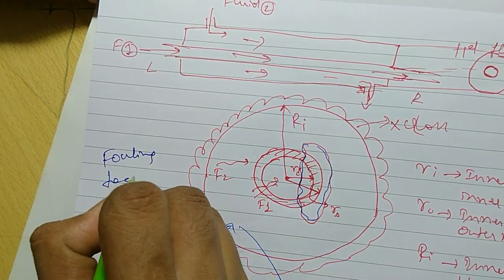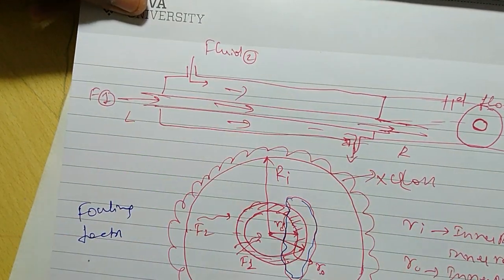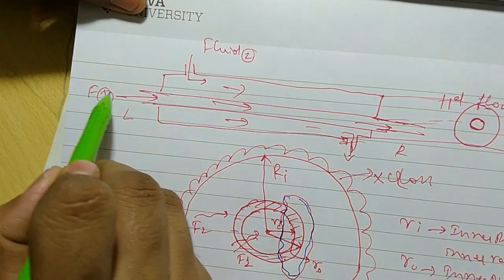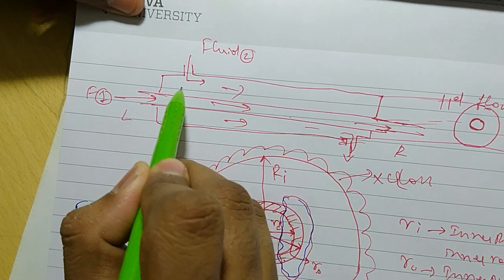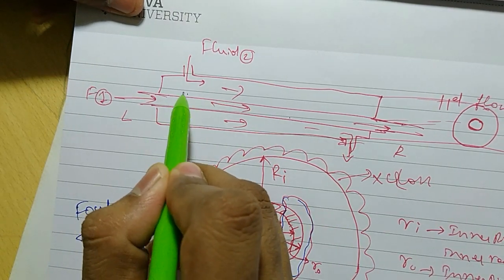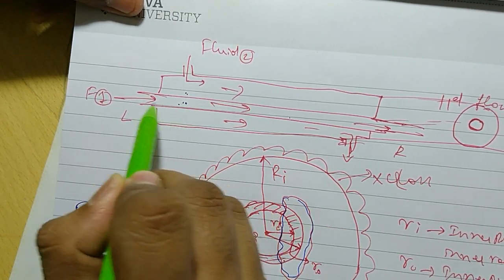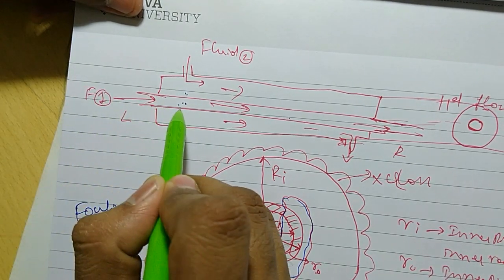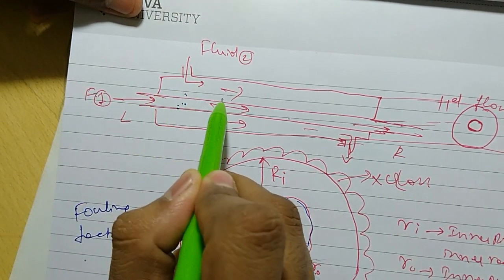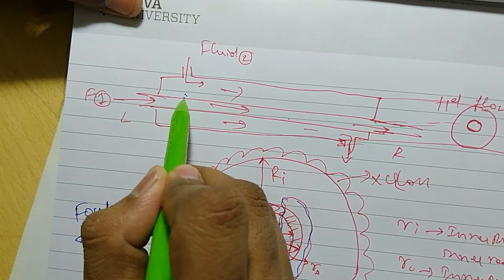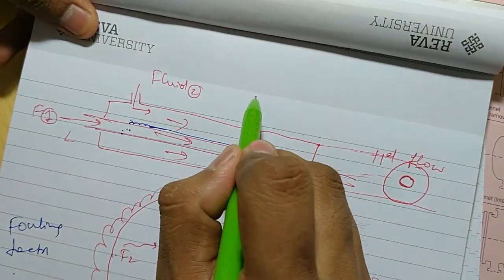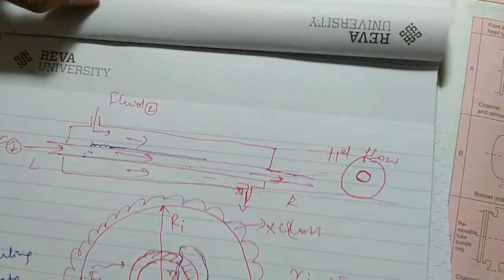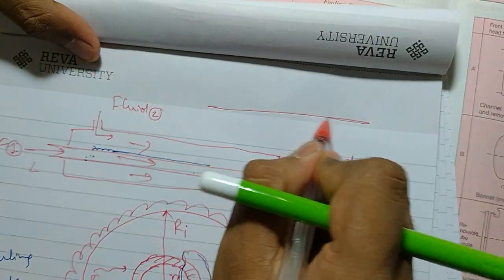Fouling factor means, now you consider this is the heat exchanger. Because of continuous movement of the fluid, because of transferring the heat from here to here, some foreign particles, like if water is passing over here, in time some salt or some scales will be formed over the surfaces. Suppose you consider this pipe. I'm going to write here.